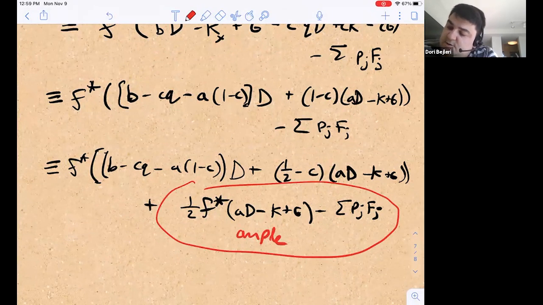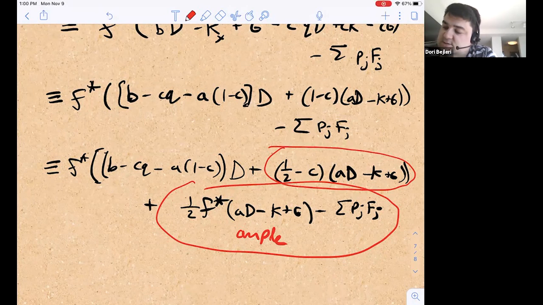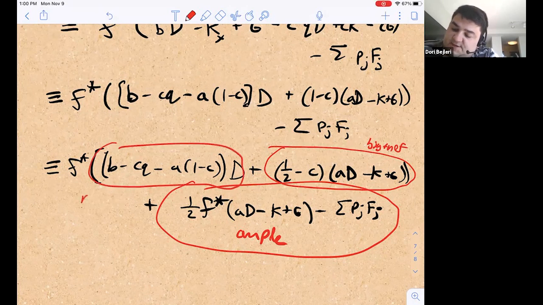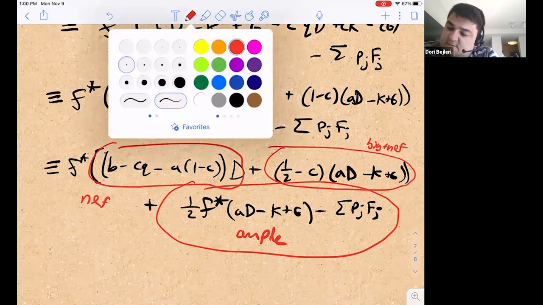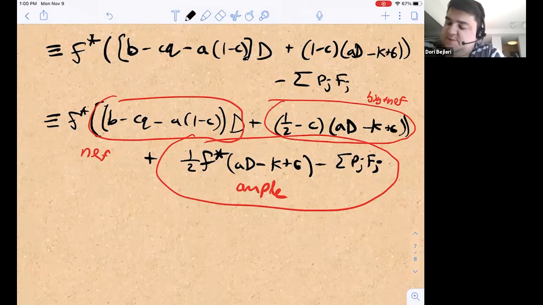This term is big enough, or in fact even ample, as long as C is small, as long as C is less than 1/2. But then we're pulling it back. I forgot about this F upper star out here. So this term after pulling back is big enough. And then this term is nef as long as whatever the coefficient is non-negative. So to make everything work, we have nef plus big enough plus ample.